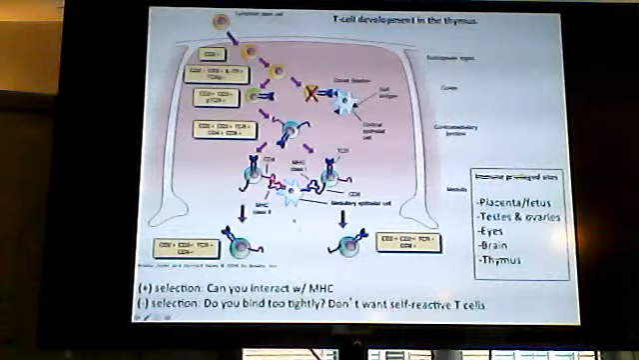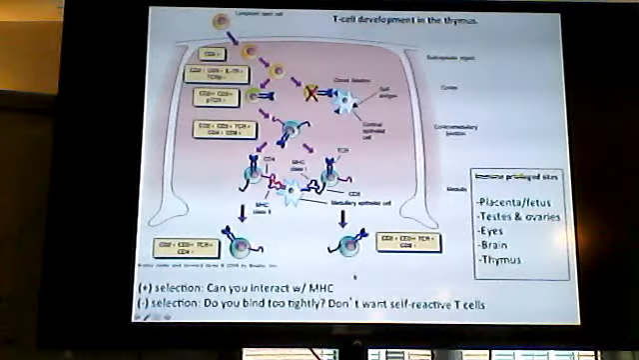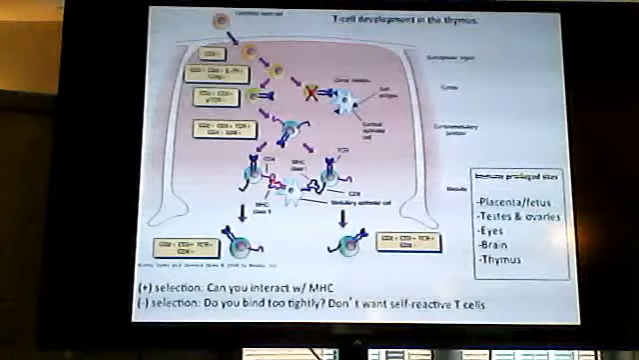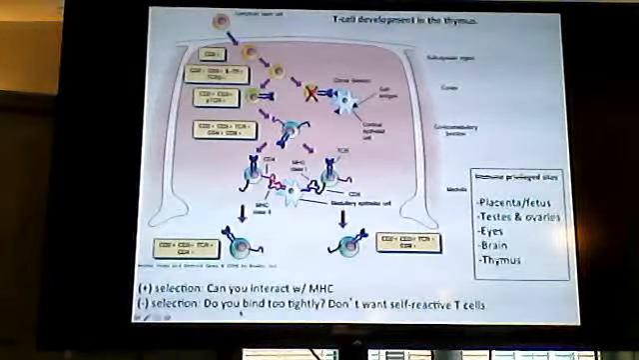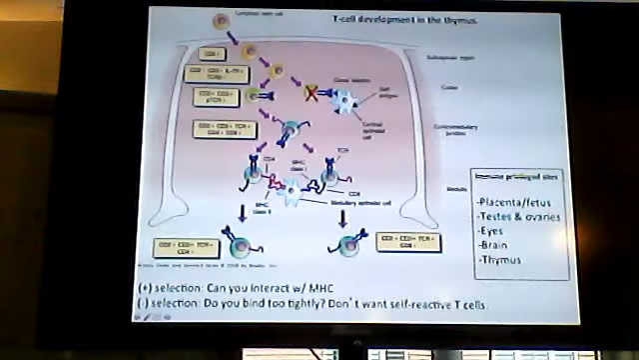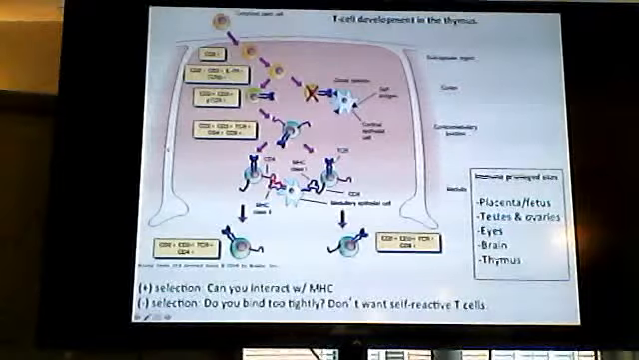With positive selection of T cells, you want to check, does it bind with an MHC, a major histocompatibility complex? Or you can have negative selection. So do you bind too tightly, or is it self-reactive, basically? It has to have both this positive and negative selection to move on to the next phase.